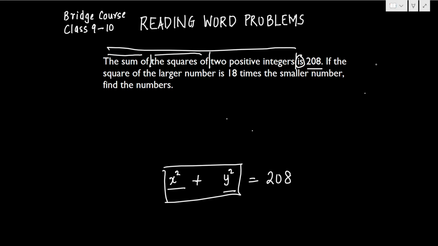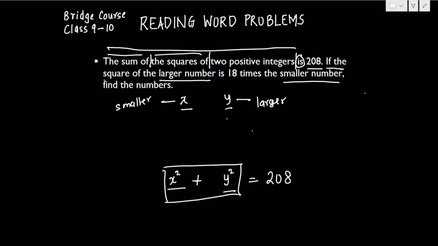So I have translated the first sentence. Let us look at the second sentence. If the square of the larger number is 18 times the smaller number, find the numbers. So what are the things here? One is a larger number, one is a smaller number. So there are two things. We have already defined them, x and y. But they're talking about larger number and smaller number. We don't know which one is which. So I'm just going to assume y is the larger number and x is the smaller number.